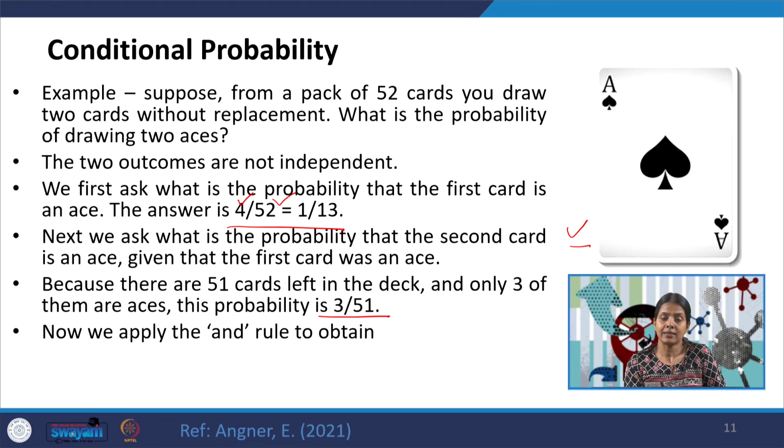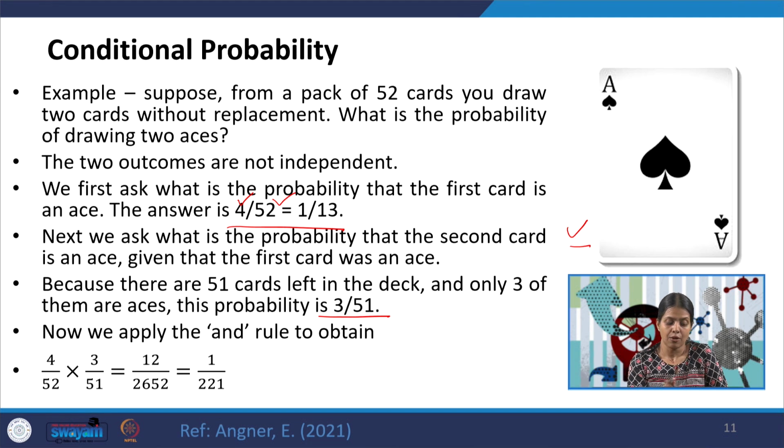Now, we apply the AND rule to obtain 4 upon 52 multiplied by 3 upon 51. So, what is happening?